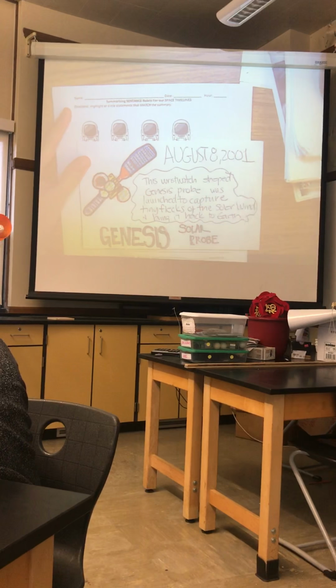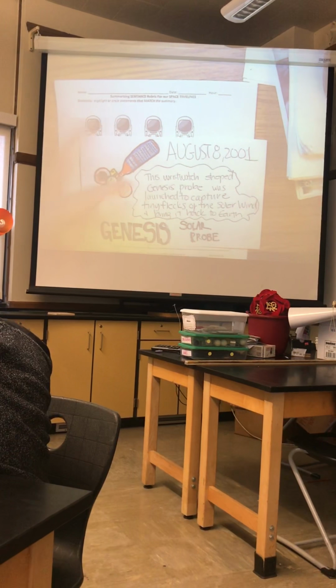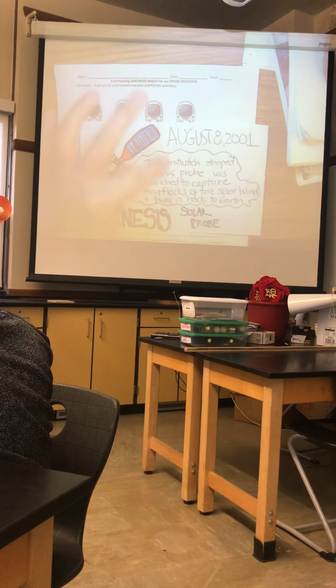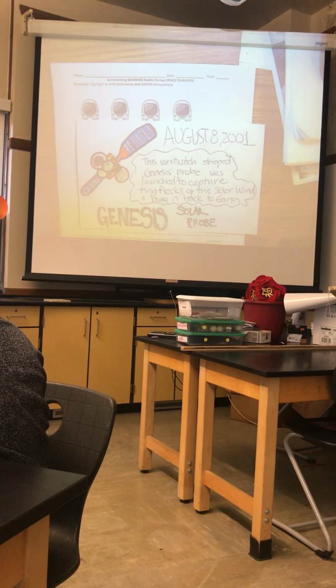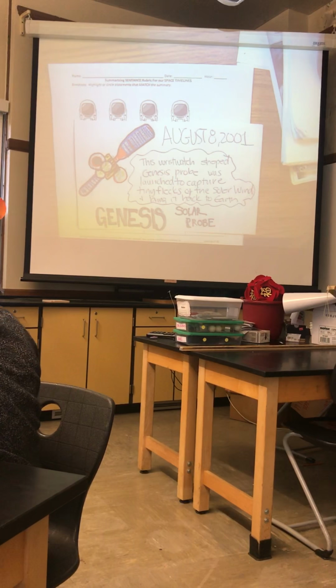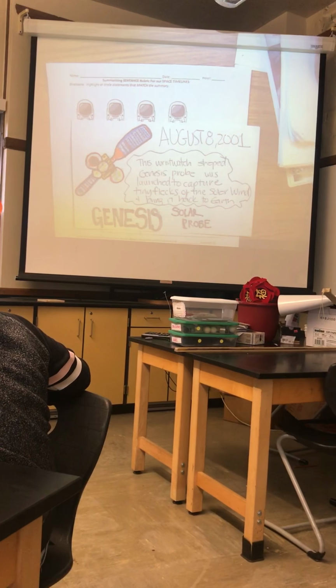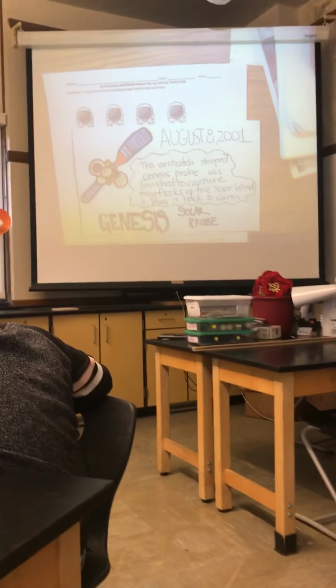large, the event is large, I've got a picture that's in color, and I've got one sentence that explains what's going on. This wristwatch-shaped Genesis probe was launched to capture tiny flecks of solar wind and bring it back to Earth. By reading that sentence, you should be able to understand why that was an important event in space history. Okay?